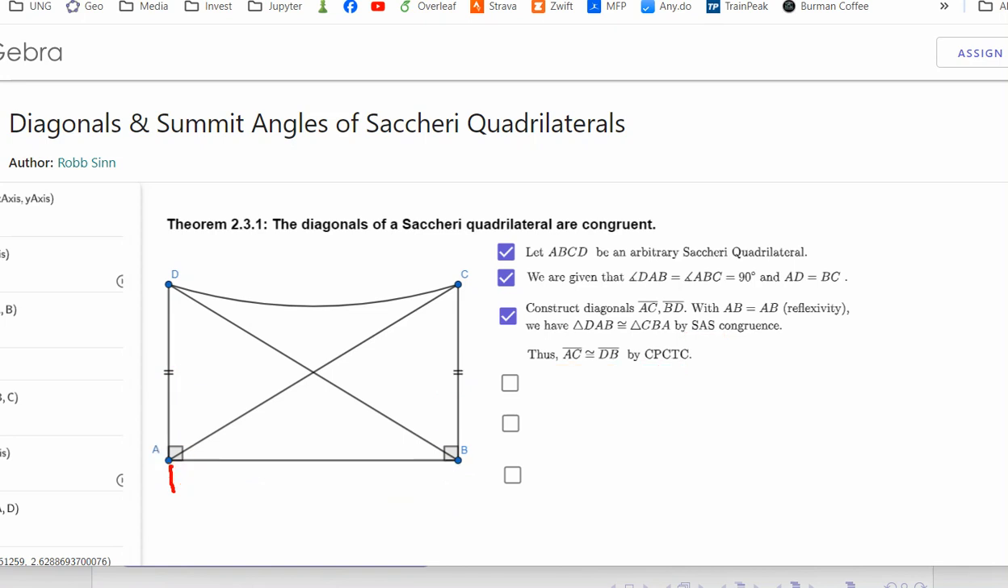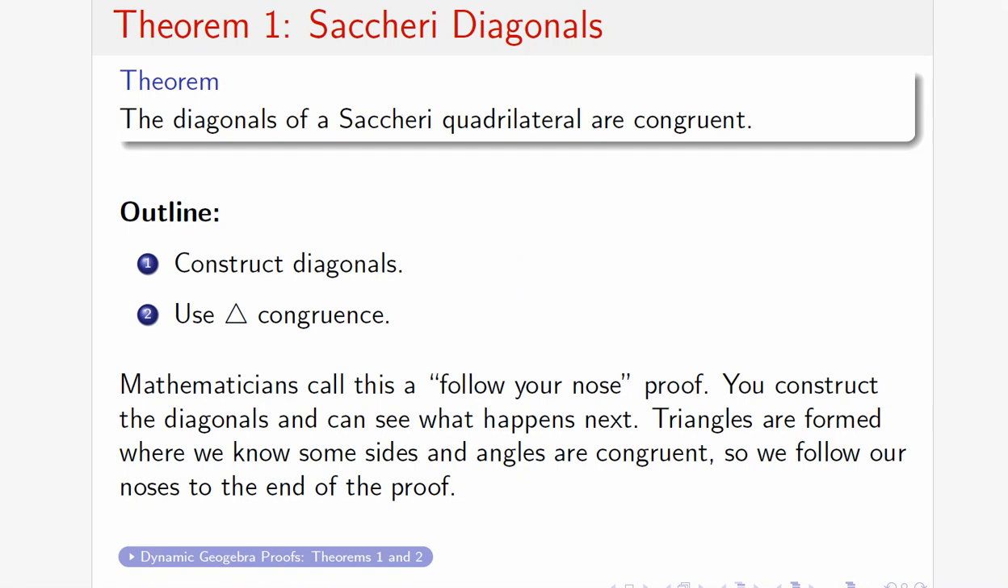So let me get rid of all of the drawing there. And what are we going to do? We're going to take a look. That's theorem 2.3.1. And we're also going to look at theorem 2. Okay, so what is that?